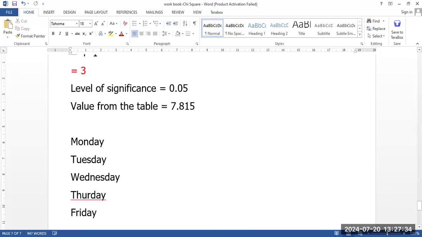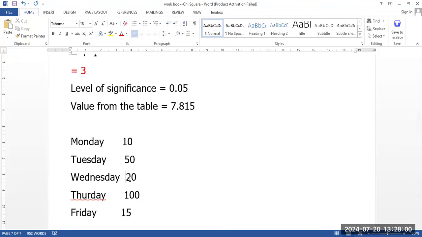Here they give you the observed value as 10. And here they give you the observed value as 50. Here they give you the observed value as 20. Here they give you the observed value as 100. Here they give you the observed value as 15.